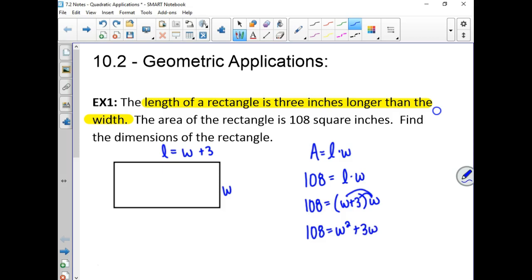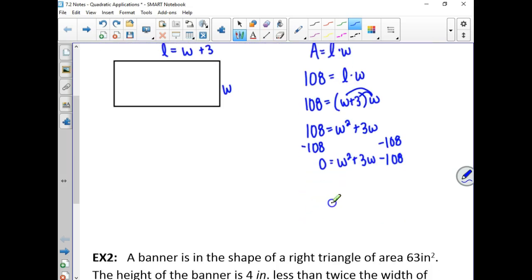To solve it, I'm going to have to move everything to one side and factor. So I'm going to subtract this 108 from both sides. So 0 equals W squared plus 3W minus 108. And I need to factor this. So to factor, I'm going to break this into two binomials here. I know W times W will give us W squared. For 108, there's several things I can multiply, but 12 and 9 are going to be the two that work. I can put a positive 12 and a negative 9 here, and if I check, that will give me W squared plus 3W minus 108.